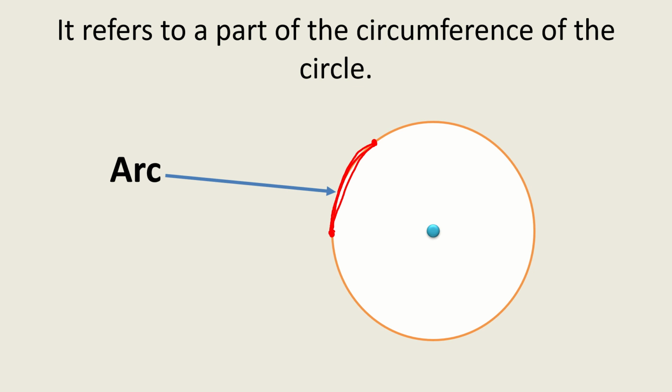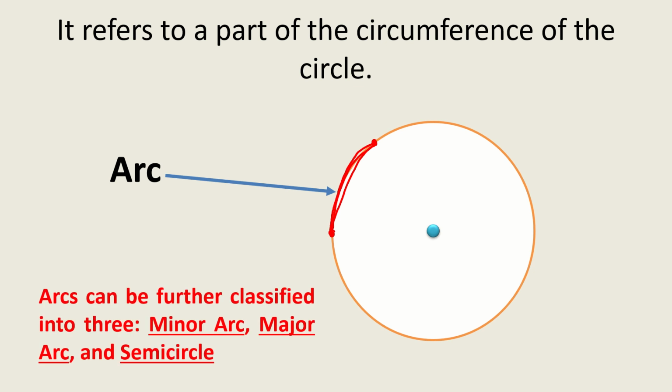If we look at a pizza, the crust of the pizza refers to the circumference of the circle. So when we say arc, take a slice of pizza, and the length of the crust, the very edge of the pizza, that is the arc. Now, an arc of a circle is classified into three: the minor arc, the major arc, and the semicircle.